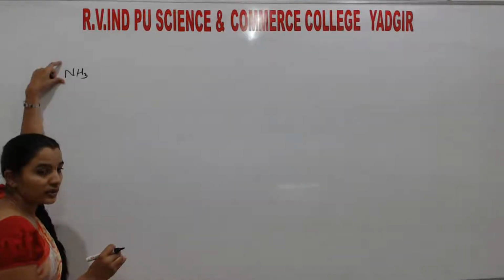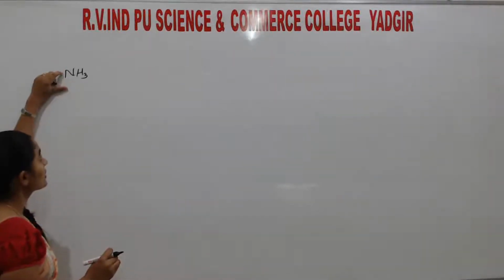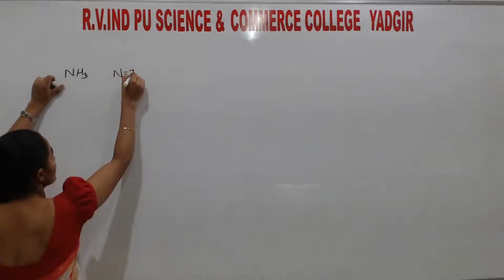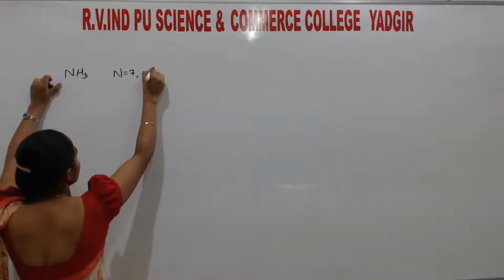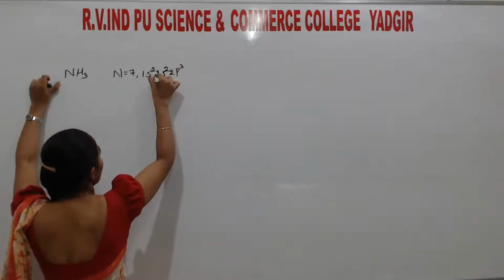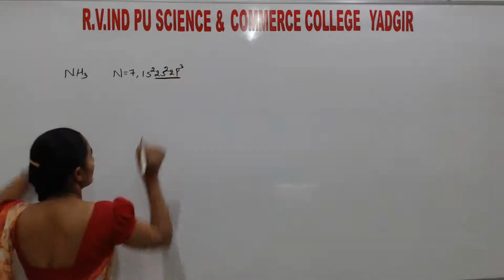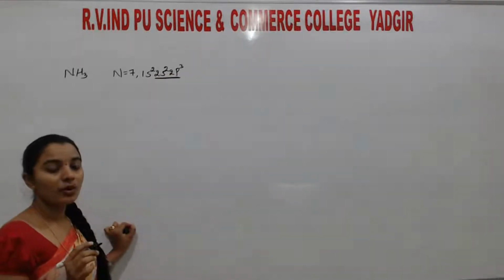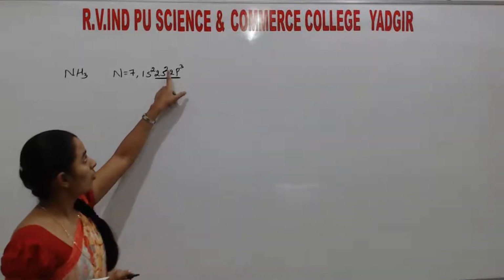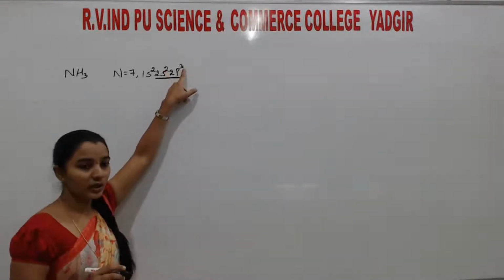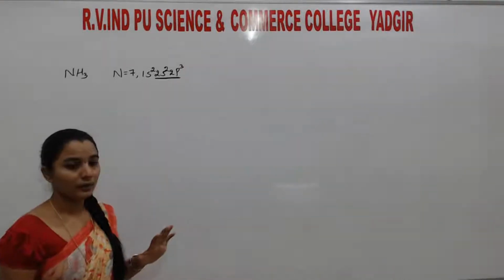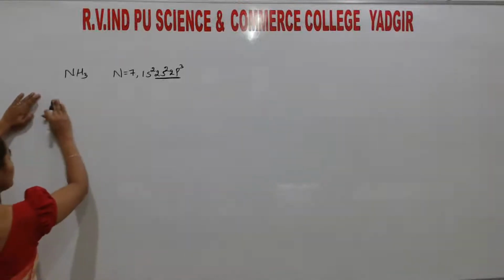So we need to consider the valence electrons for this nitrogen. Students, the atomic number of nitrogen is 7. The configuration is 1s2, 2s2, 2p3. As the shell with the greater n value, 2, is the valence shell, here how many electrons are there? 2 plus 3 means 5 valence electrons are there in the nitrogen atom.